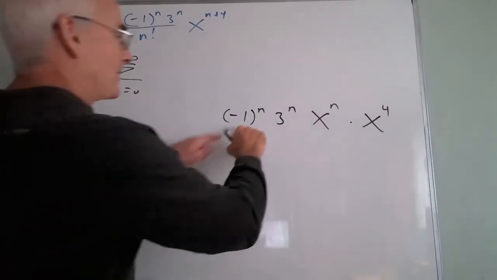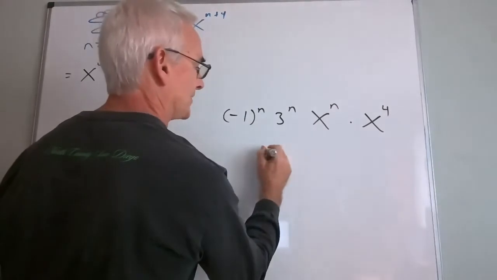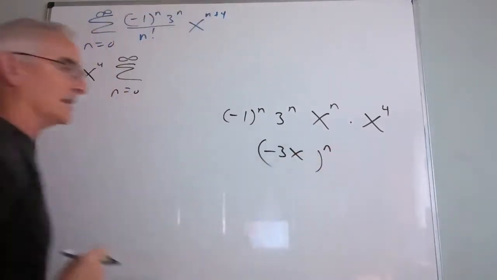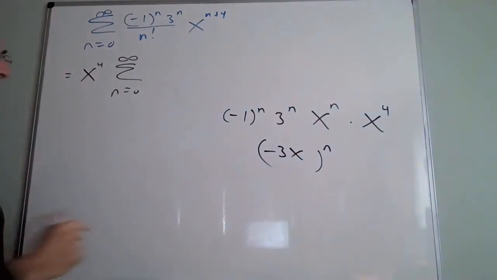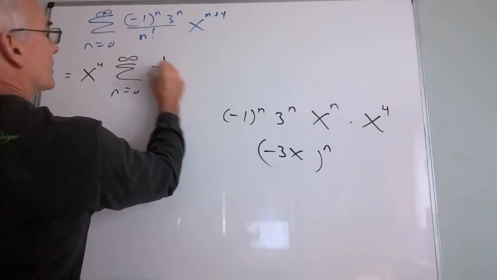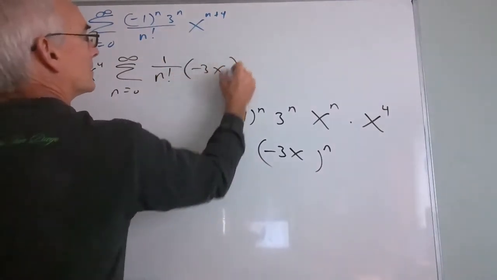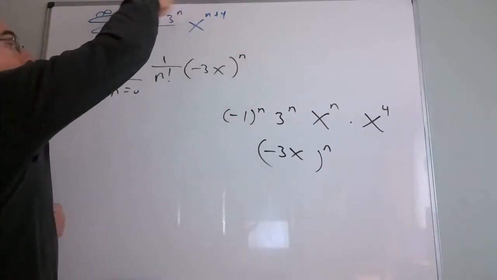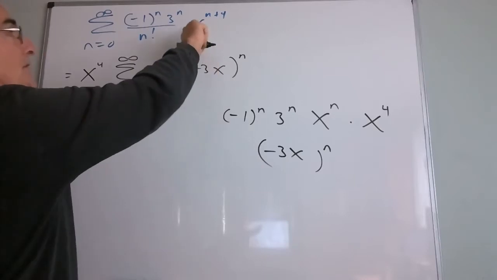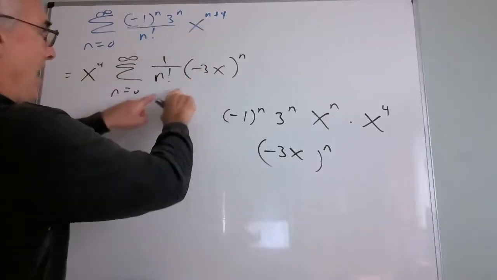Now, what else do we have? I have a -1 to the n, a 3 to the n, an x to the n. Isn't that the same as -3x raised to the n? Is that the same thing? Simple rule of exponents. So now I would have this is the form of power series. This is not the form of a power series. The form of a power series, x to a power, is isolated, but I'm working backwards.